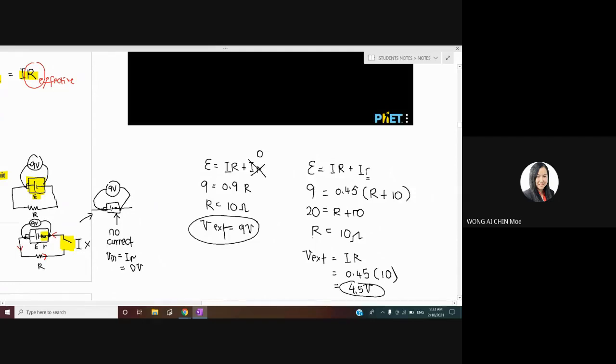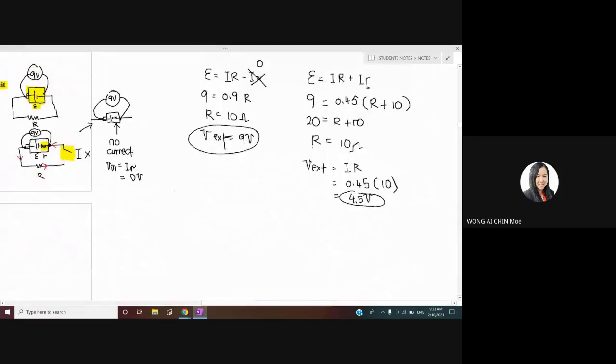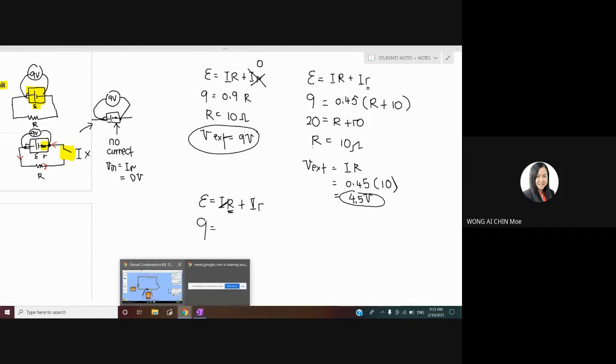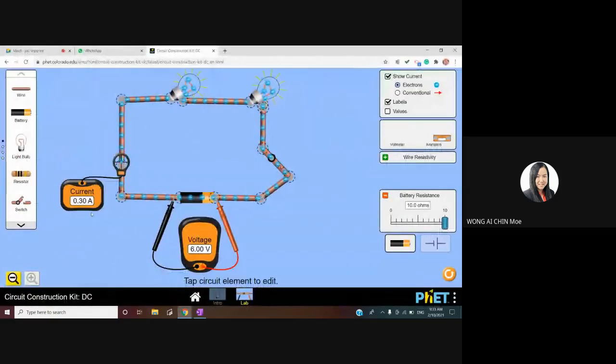Now if we have two light bulbs, our EMF equals IR plus Ir, where this R is the effective external R. The EMF is 9 volt, the source is still 9 volt. The current now changed, and maybe we can calculate the current as 0.3.